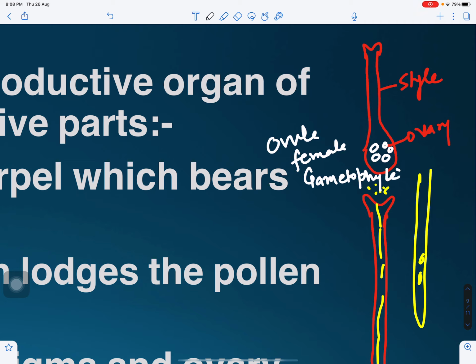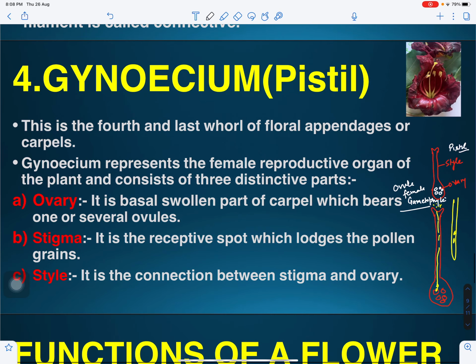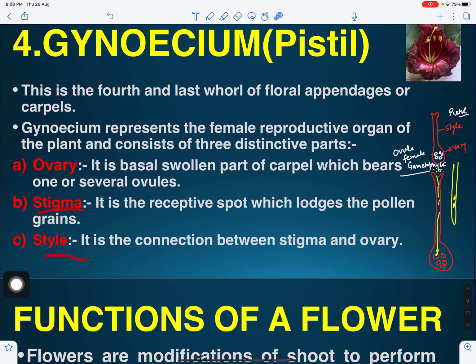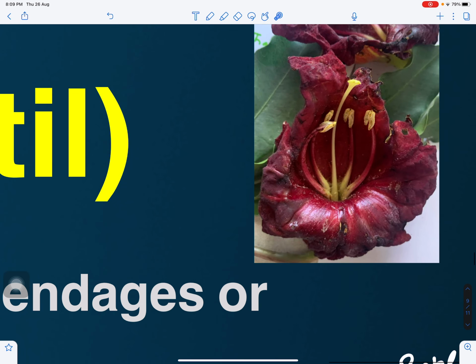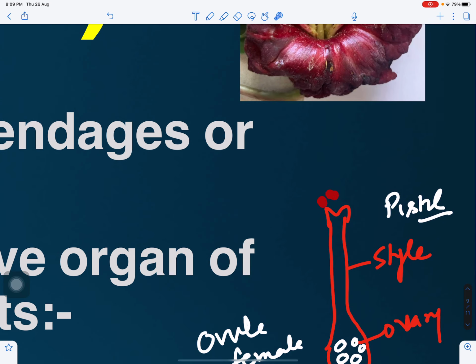So this is the female reproductive part of the flower, which is also called as pistil, or this is also called as gynoecium, and ovule is having the female gametophyte. So this is the female reproductive part, which is made up of ovary, style and stigma. Now pollen grain, which are liberated from the male reproductive part, we can see here in this flower also. This part is style and this part is stigma. Ovary is inside and these are stamens. Now stamens will liberate the pollen grains, and pollen grains will fall on the stigma like this.